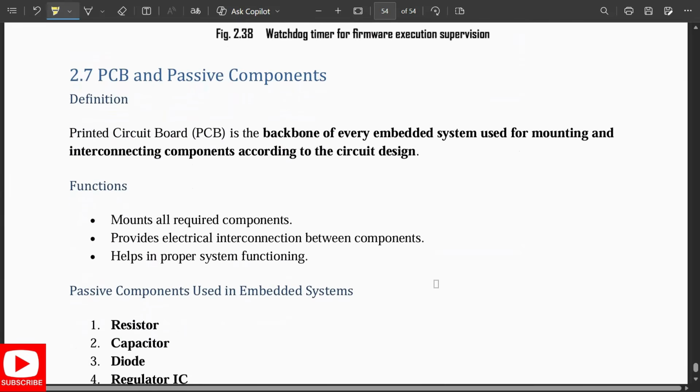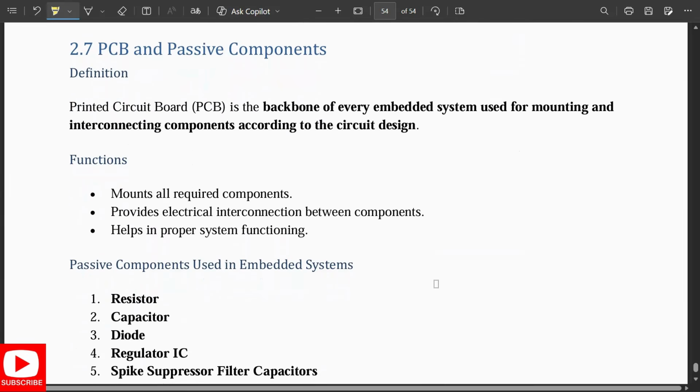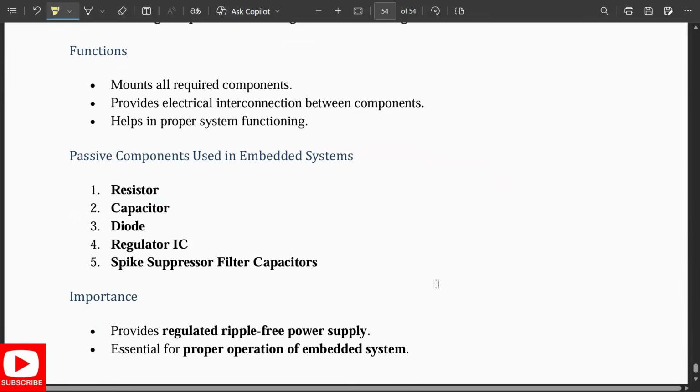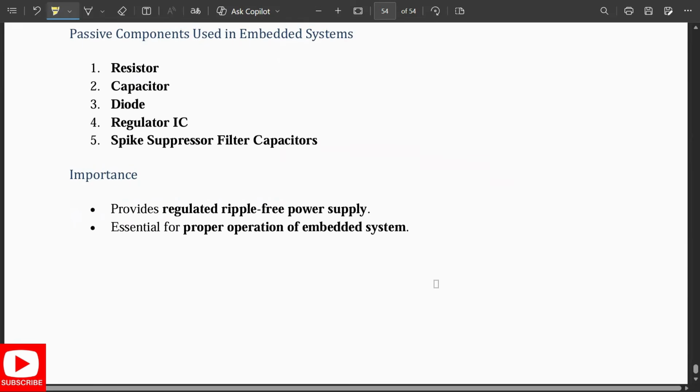Next is the PCB and passive components. A PCB is the very backbone of every embedded system, used for mounting and interconnecting the components according to the circuit design. What do they do? They mount all the required components, provide electrical interconnection between the components, and help in proper functioning. Passive components used in an embedded system are resistors, capacitors, diodes, regulator ICs, or spike suppressor filter capacitors. The importance is that they provide a regulated, ripple-free power supply, essential for the proper operation of an embedded system. So this completes module 1.